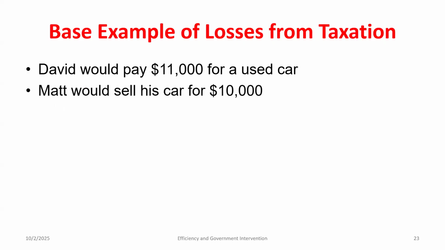So is the car going to get sold? Yeah, there's a range. They would have to bargain between 10 and 11,000. They're okay with any price in that range. If it was 10,500, well, Matt's okay with that. He would have sold it for 10,000. David is okay with that. He would have paid 11. So we've got this range where we know that this transaction will occur.